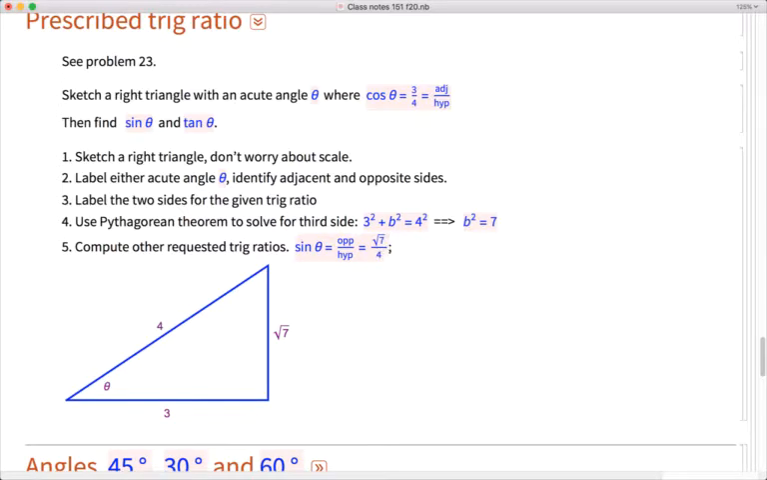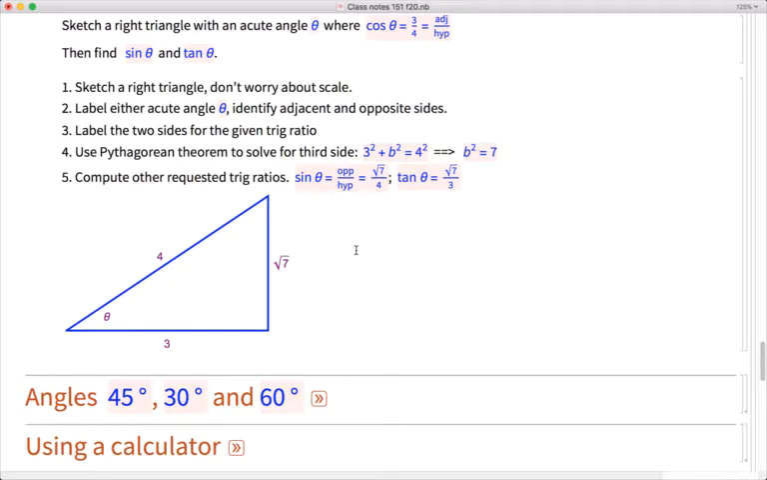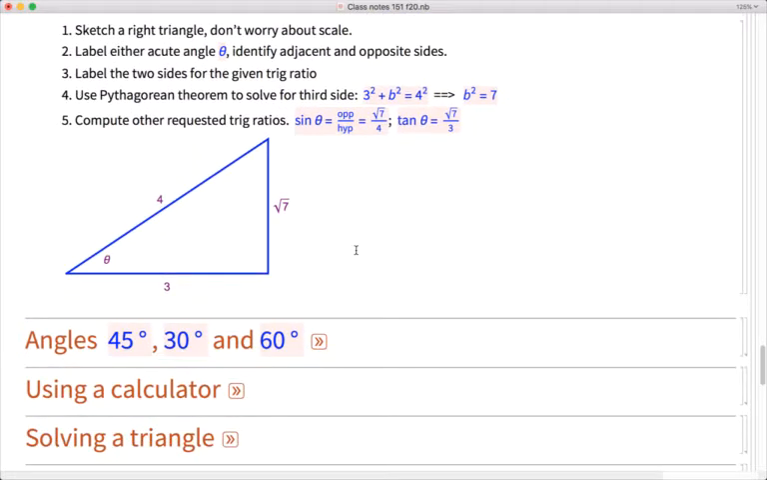And what else did they want? They wanted the tangent. So this is the opposite, square root 7, over the adjacent side to the angle, which is 3. It does exercise quite a few things here, so some practice problems like that.